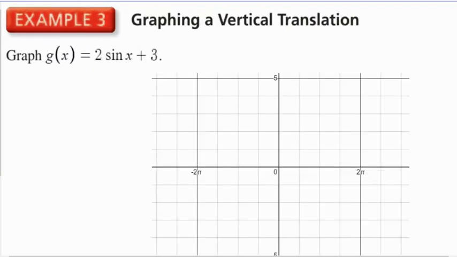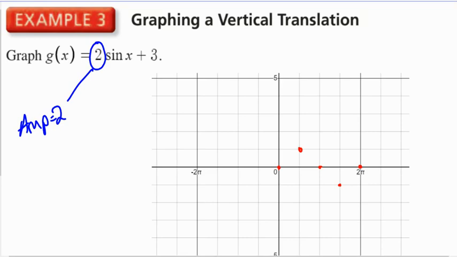Okay, let's try this example without a parent function to help us get started. So this time we have graph g of x equals 2 times the sine of x and then plus 3. Okay, so if you'll remember our parent function, sine of x starts in the middle, ends in the middle, halfway is in the middle. Okay, from the midline, we have a high point, midline, low point, and that's our parent function.